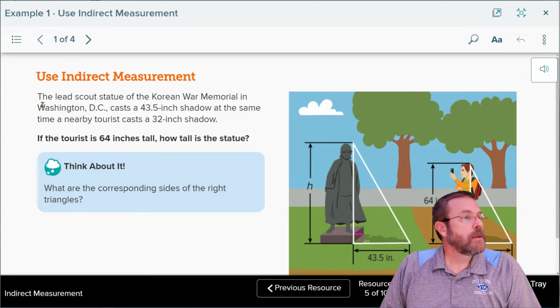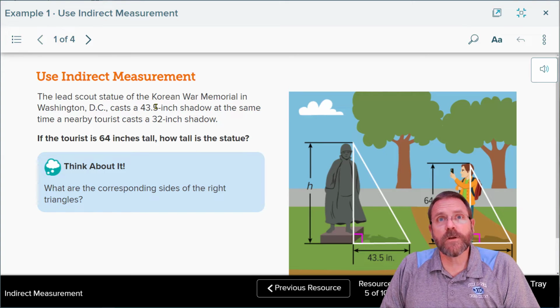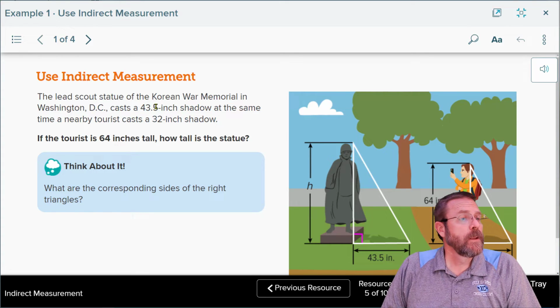The lead scout statue of the Korean War Memorial in Washington, D.C. cast a 43.5-inch shadow. If you've never seen that, you should really stop. It's worth stopping to see. At the same time, a nearby tourist cast a shadow that is 32 inches long. If the tourist is 64 inches tall, how tall is the statue going to be?